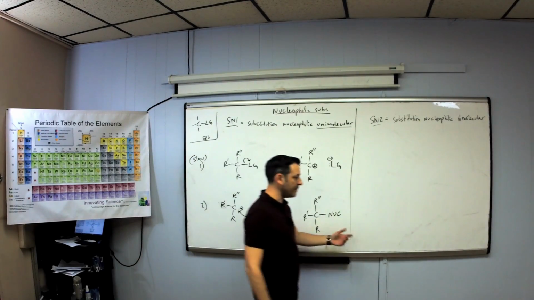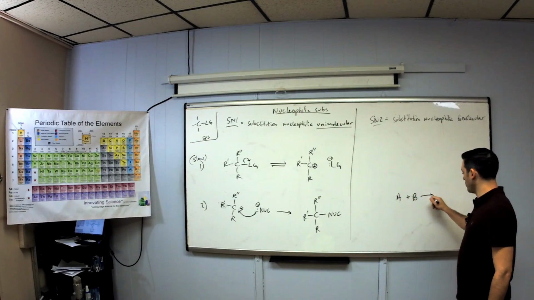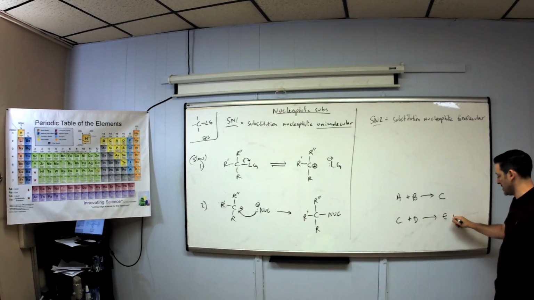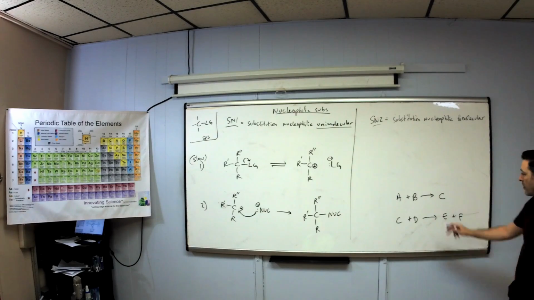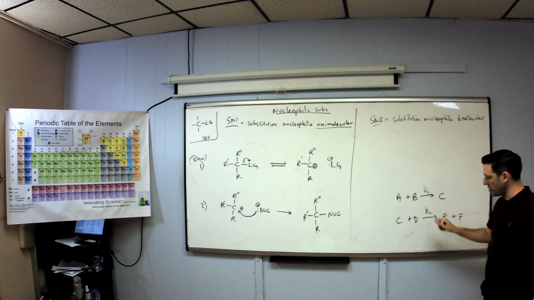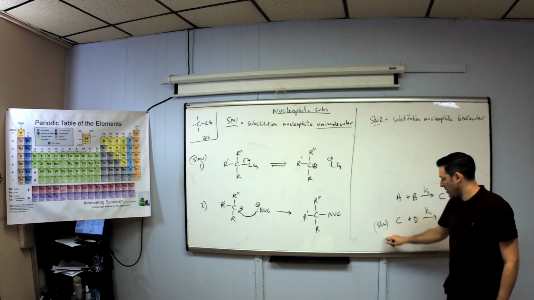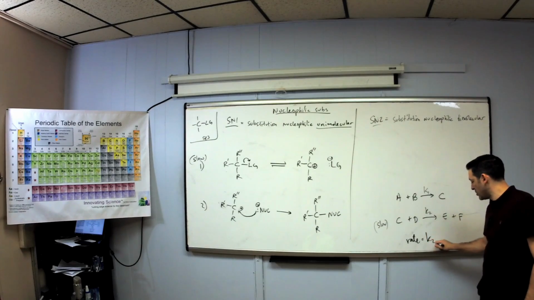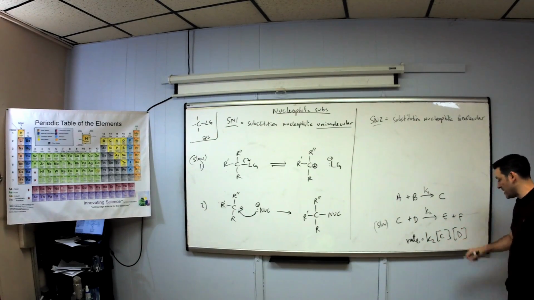And if you remember Gen Chem, if you have, let's say, A plus B goes to C, and then another step, C plus D goes to E plus F, whichever one of these is the slow step, you would write a rate law for it. Imagine this is K1, and this is K2, and this is a whole mechanism. Let's say this is the slow step, right? You would write rate is equal to K2 times the concentration of C times the concentration of D.